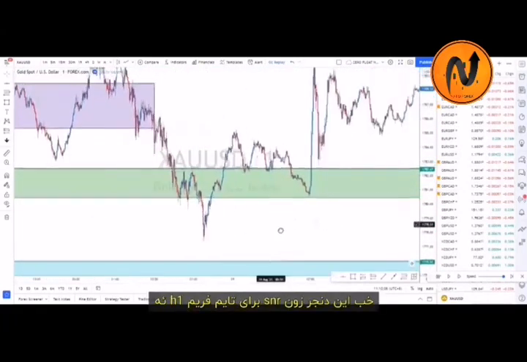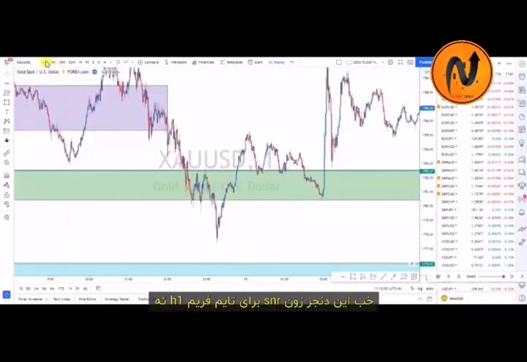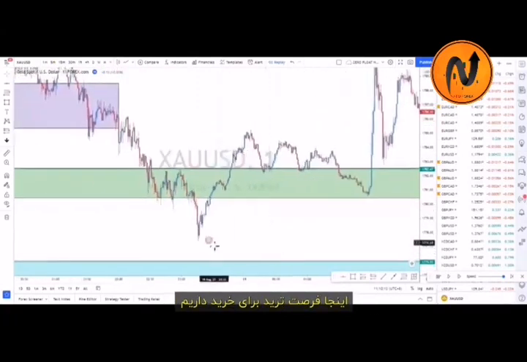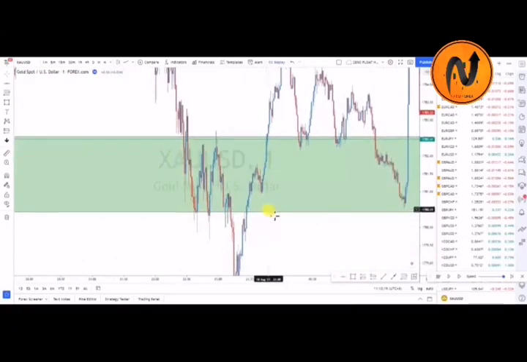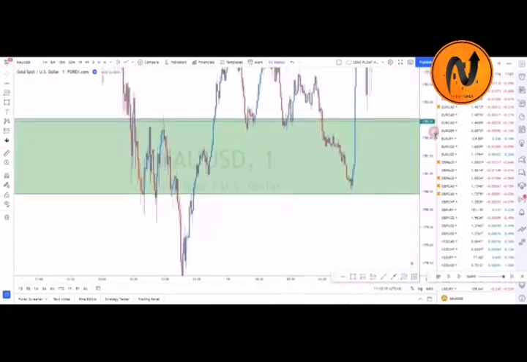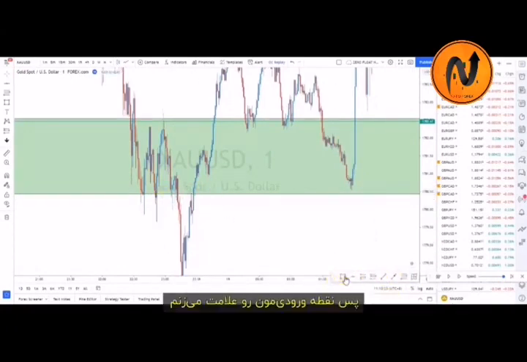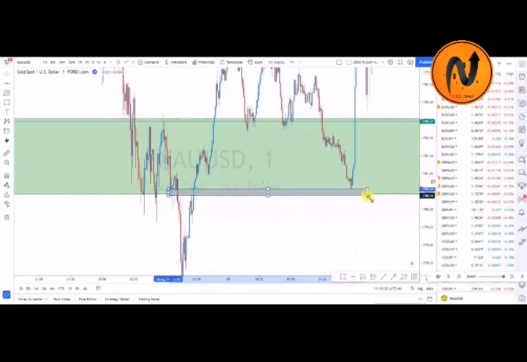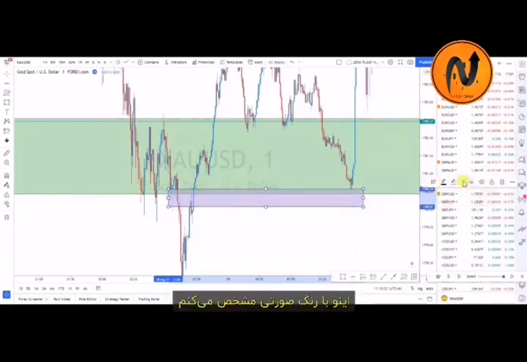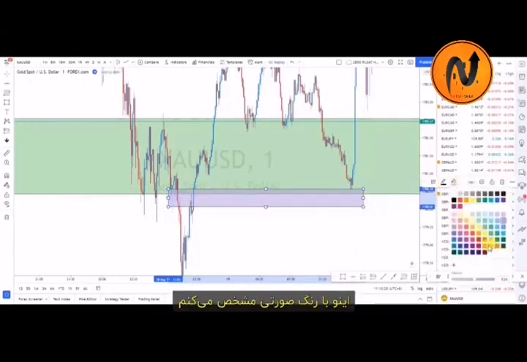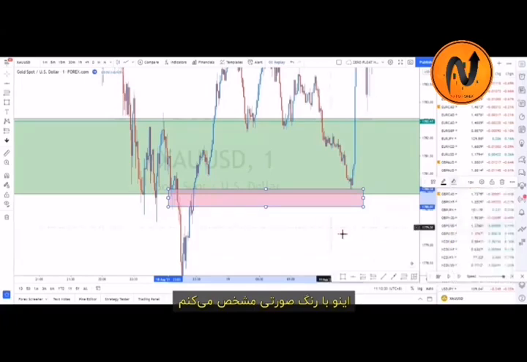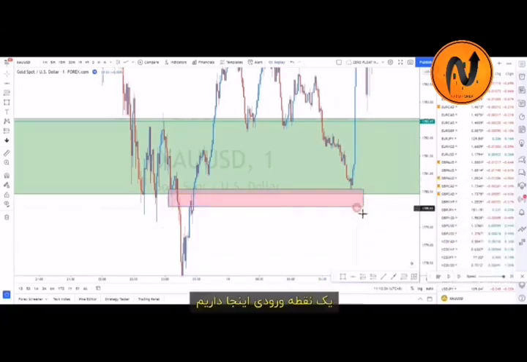Okay, this is the danger zone SNR for the H1 time frame. So here we have a lot of opportunity if you want to trade for buy. Here you can put a QM as our price here. So I'm going to mark our entry point. Not only that, I'm going to color this. Let's color it pink for our entry point. So we have one here.